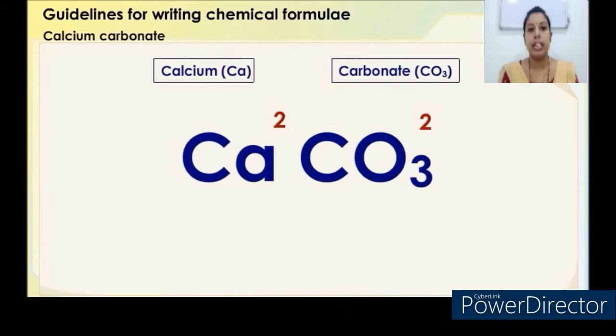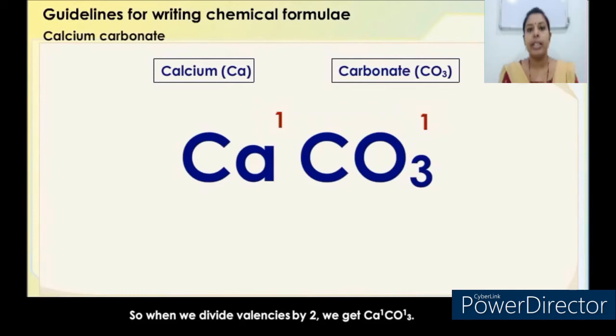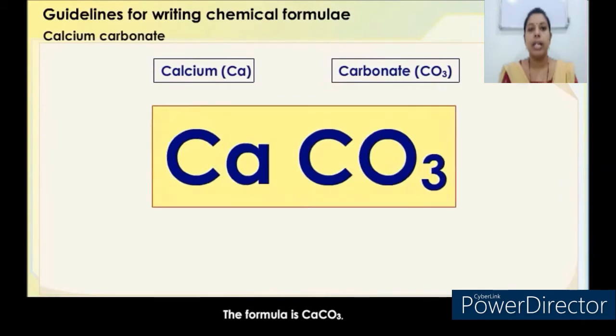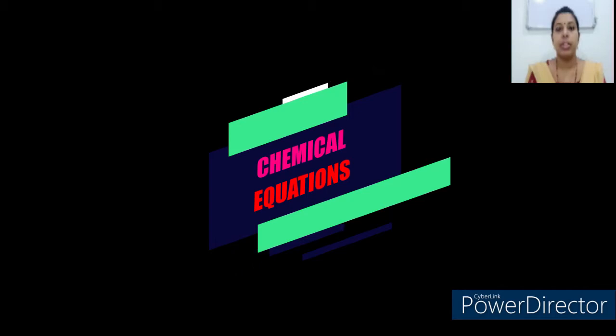Divide the valencies by the common factor. Here the common factor is 2. So when we divide valencies by 2, we get Ca valency 1, CO3 valency 1. Then we get CaCO3. The formula is CaCO3.